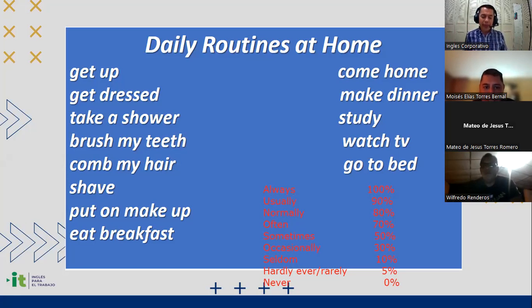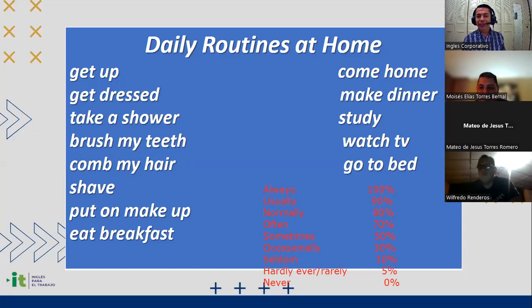Okay. I usually comb my hair in the morning. Okay, good. Shave. I normally shave on the weekend. Okay, good. Put on makeup, no.